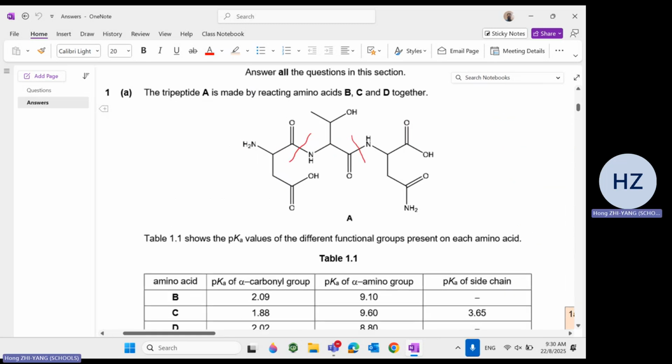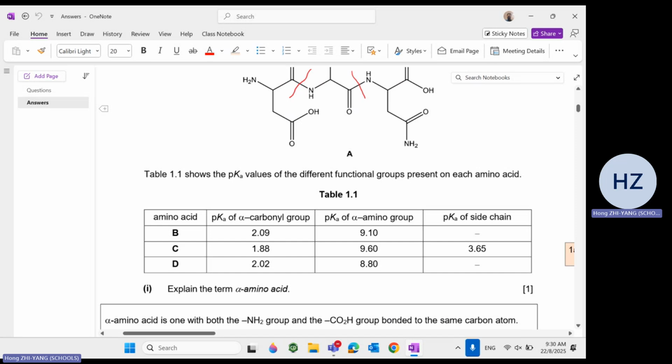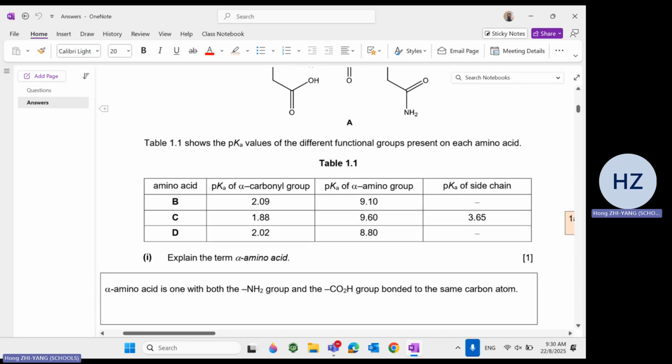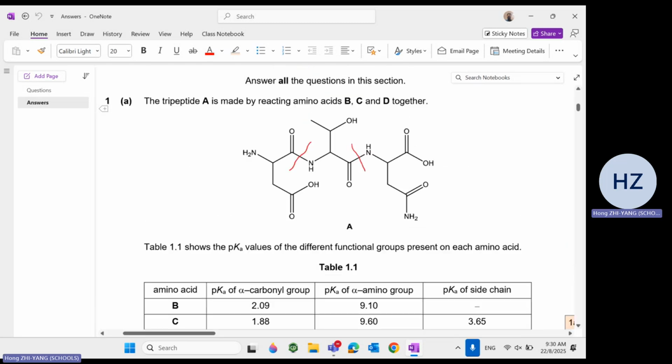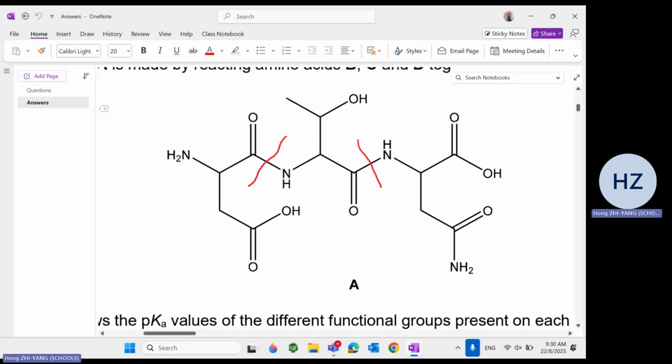Tripeptide. I realize nitrogen compounds could be a weak point for quite a number of you. So let's analyze this question. We have a table 1.1 that showcases the pKa values of the various functional groups present in each amino acid. Before we go into the placements of these pKa values, I hope you can see that by breaking these two particular amide bonds, you can get the 3 amino acids out.